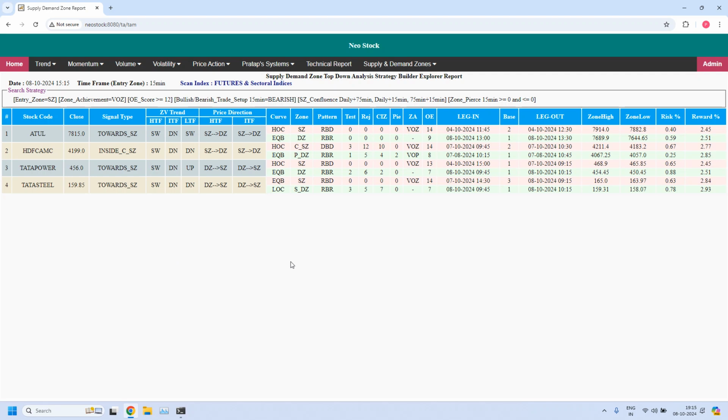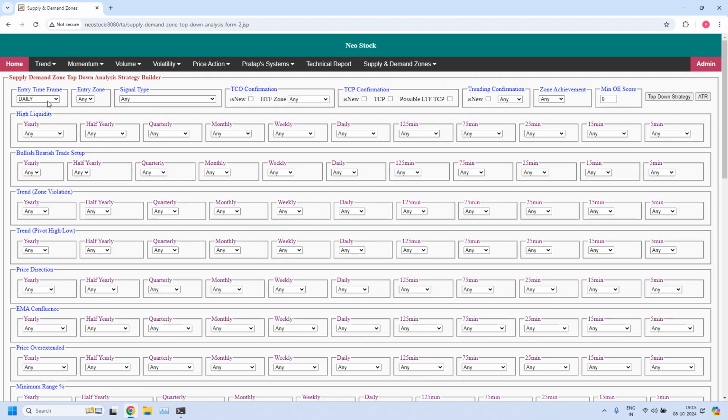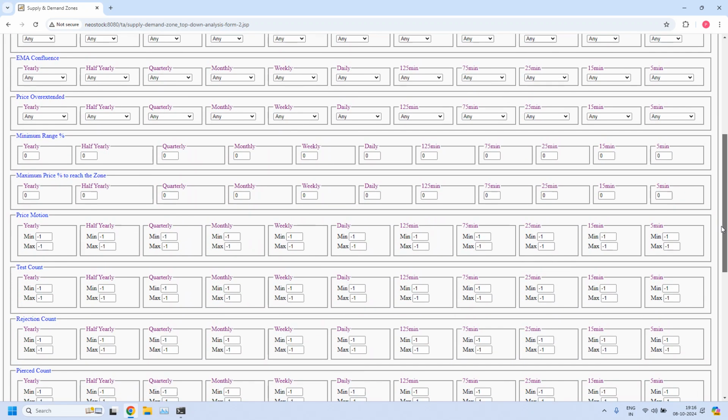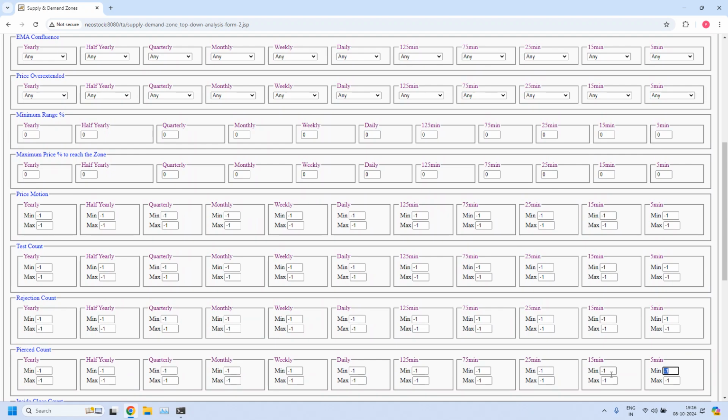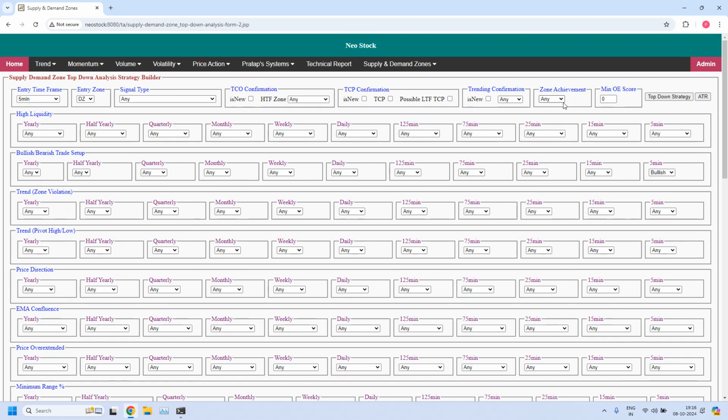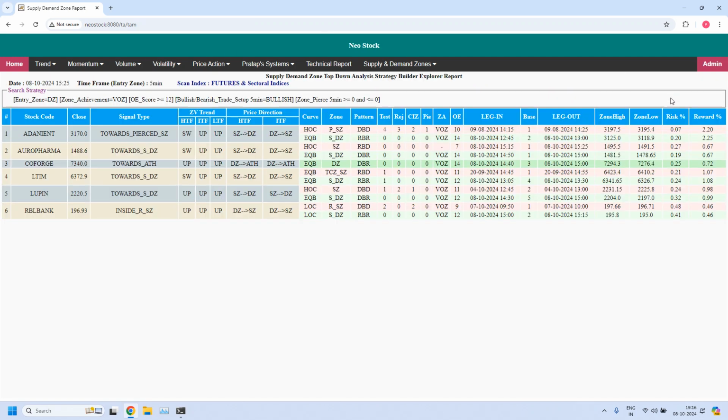Okay, next about hourly income trade, bullish trade setup. Entry time frame is 5 minutes, entry zone is demand zone. In bullish or bearish trade setup, at 5 minutes I am selecting bullish, and 5 minutes demand zone should not be pierced. So in the pierced count, at 5 minutes time frame I am setting minimum value 0, maximum value 0. Zone achievement is violated opposing zone, minimum odd enhanced score is 12. All the 3 filters are applied to 5 minutes demand zone. 6 stocks are filtered. These 6 stocks are currently supporting bullish trade setup for hourly income trade, that is entry time frame 5 minutes.